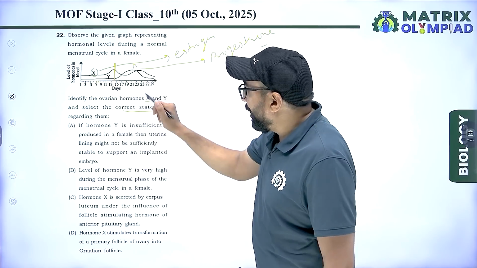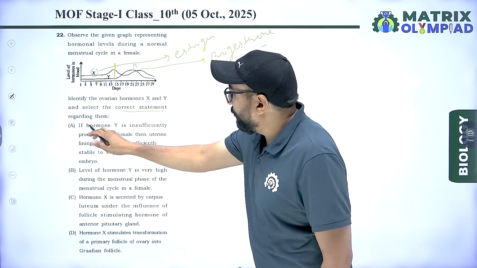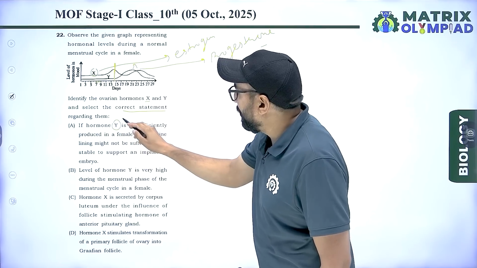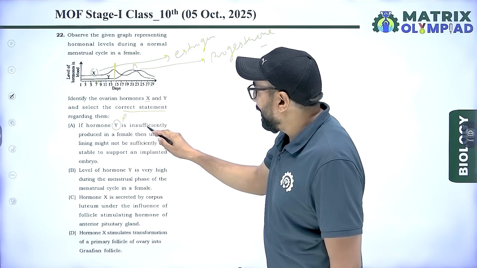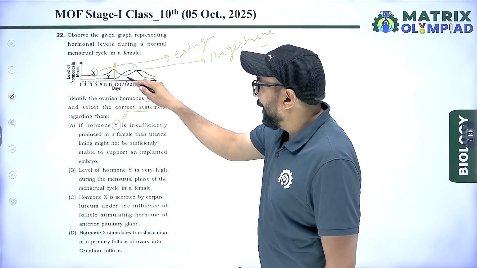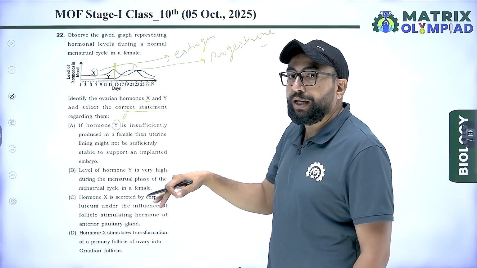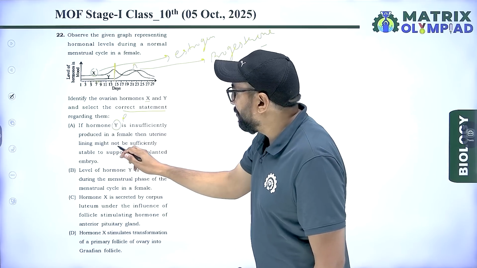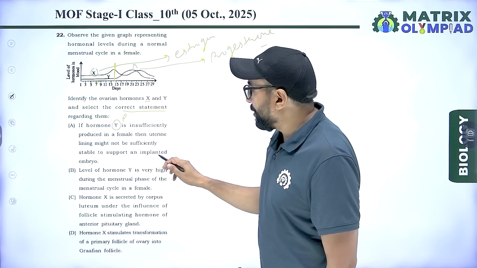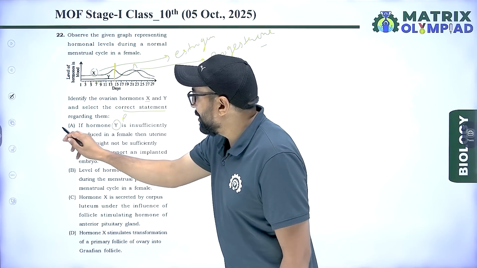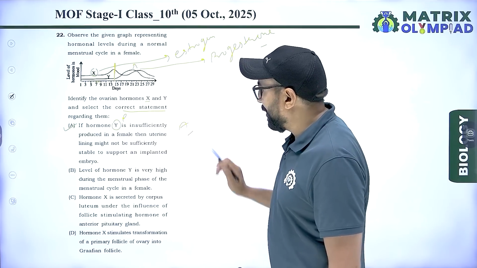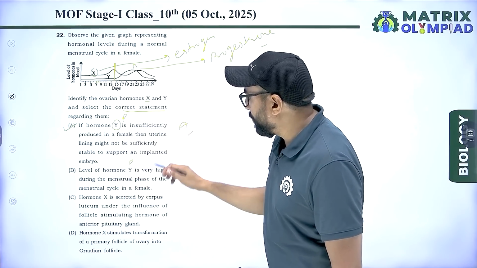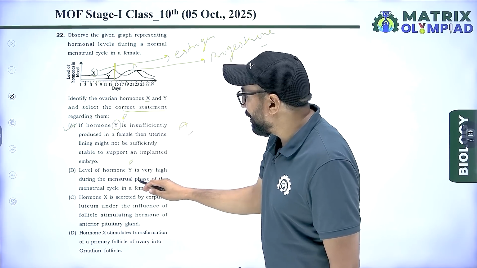So according to this chart, if hormone Y, meaning progesterone, is insufficiently produced in a female, then the uterine lining might not be sufficiently stable to support the implanted embryo. This is right. Option A is right.